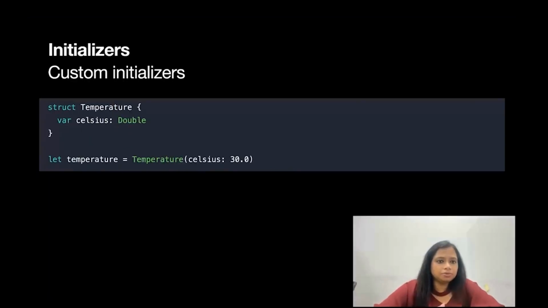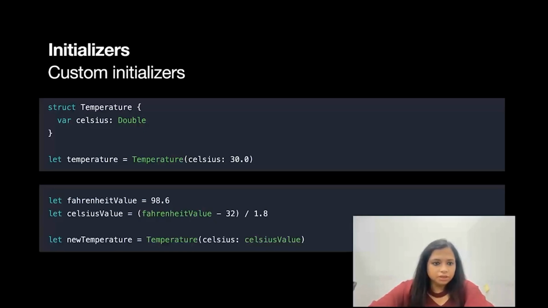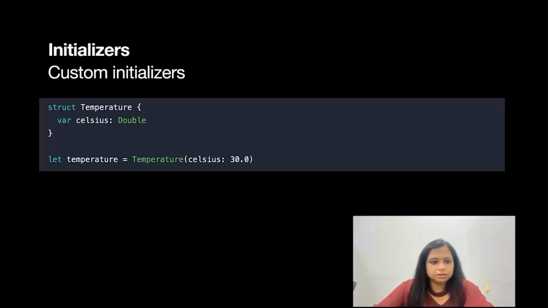Okay, let's talk about now custom initializer, which is a very important concept of Swift language. Let us see, here you can see we are taking an example. We are creating a structure temperature which has a property Celsius, which is of the type double. Now what we are doing, we are creating an instance with the name temperature, and giving to the property Celsius the value 30.